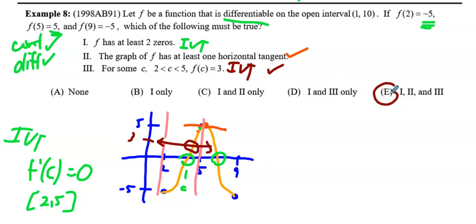So I hope that makes sense with you guys as well. Those are just extra practice examples. We are going to come back and do a couple more practice examples for IVT, mean value theorem. I got a really good example I want to show you guys, and then we're going to learn the average value theorem. So I'll see you guys in the next video.